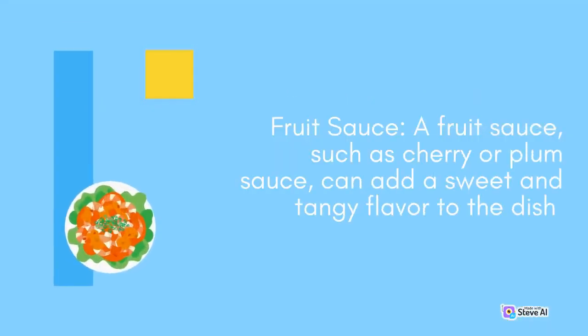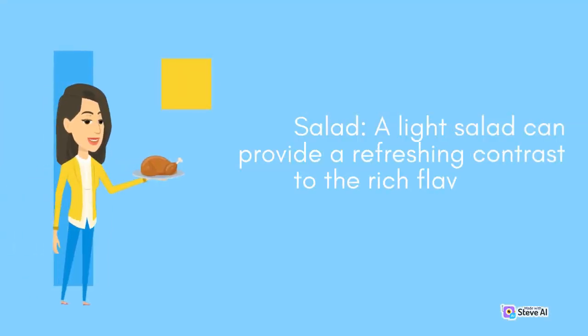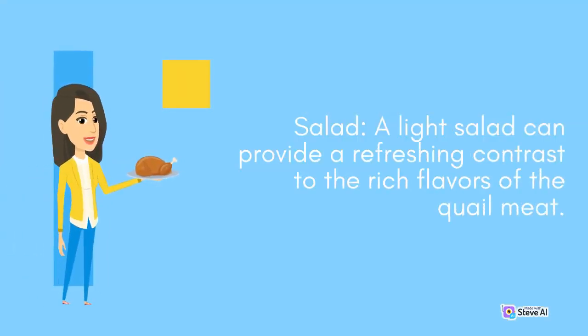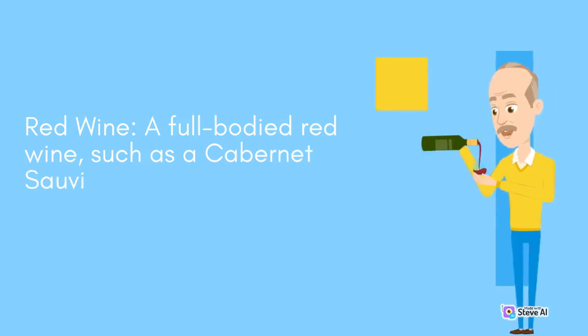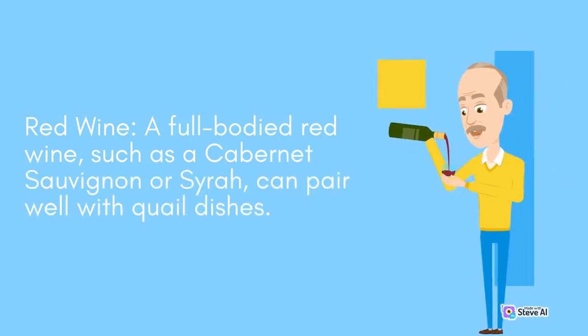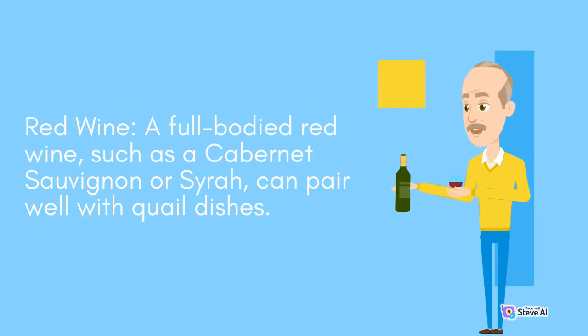Fruit sauce. A fruit sauce, such as cherry or plum sauce, can add a sweet and tangy flavor to the dish. Salad. A light salad can provide a refreshing contrast to the rich flavors of the quail meat. Red wine. A full-bodied red wine, such as a Cabernet Sauvignon or Syrah, can pair well with quail dishes.